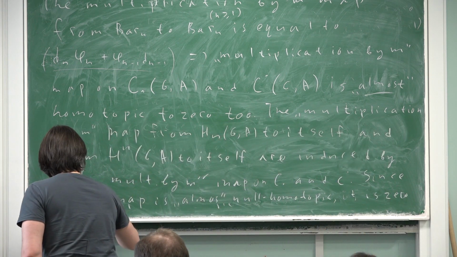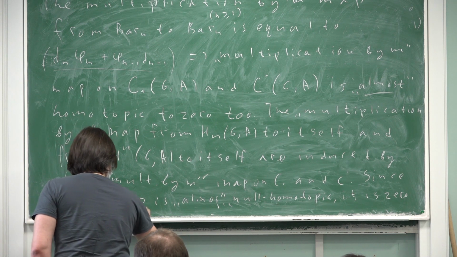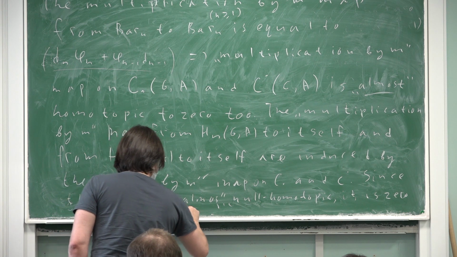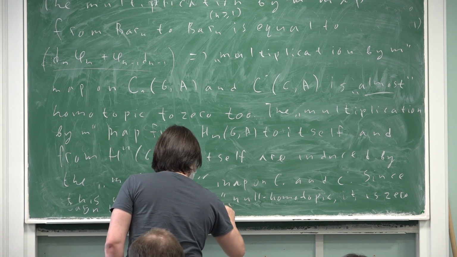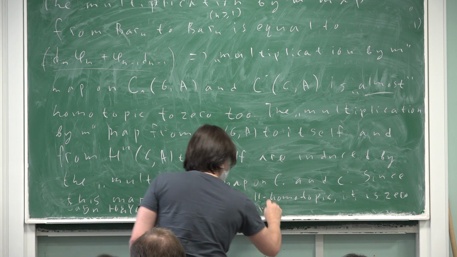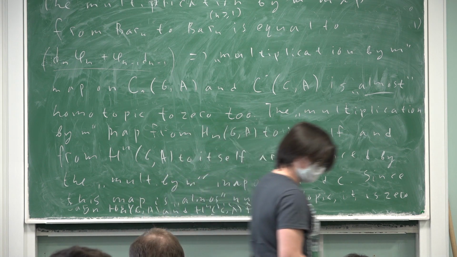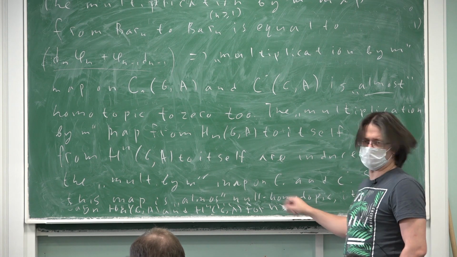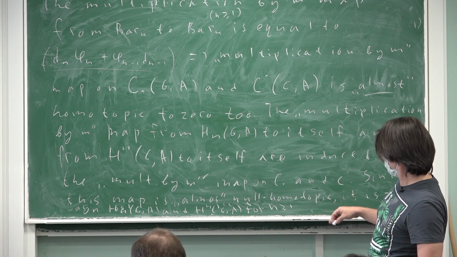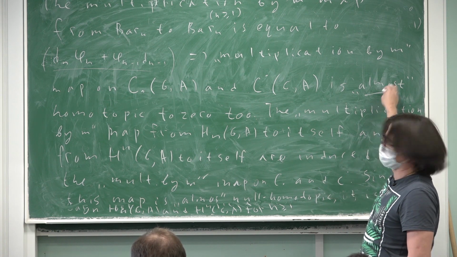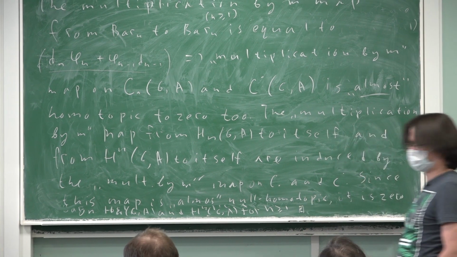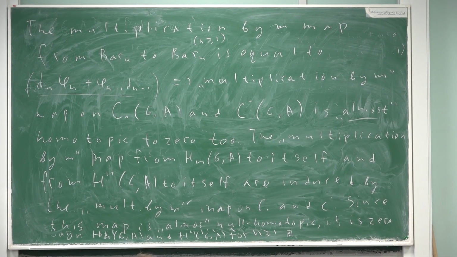On Hn of GA and Hn of GA for n more or equal to 1. More or equal to 1 exactly explains this term almost, because in 0 degree it is not null homotopic.